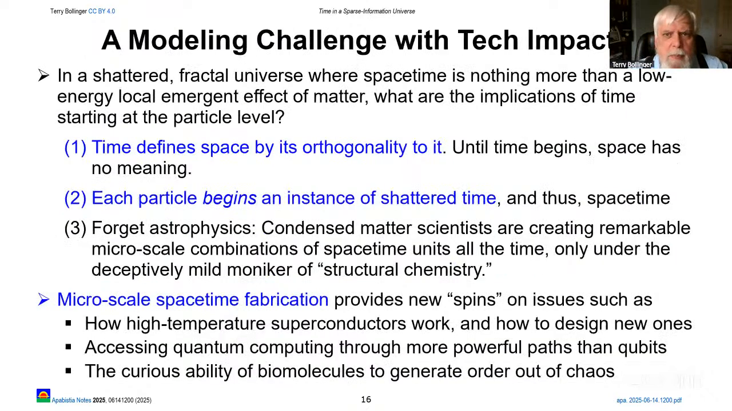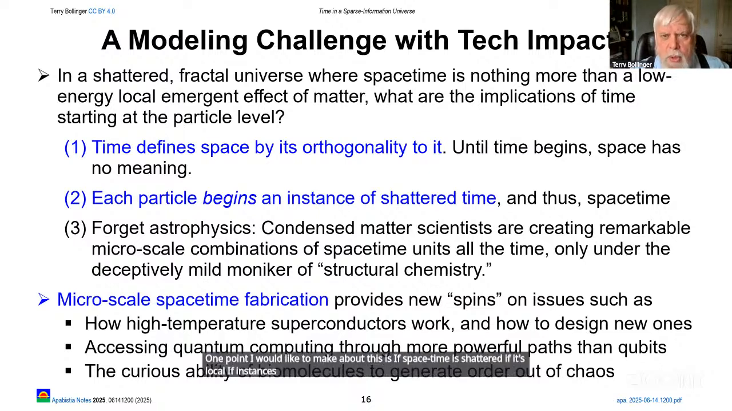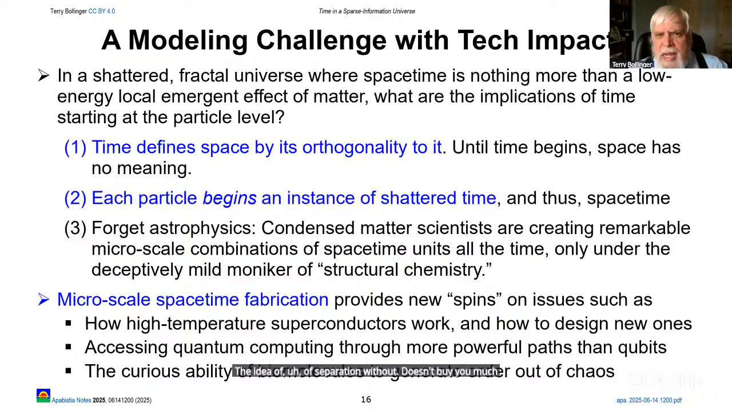One point I would like to make about this is if space-time is shattered, if it's local, if there are instances of space-time. And notice, just because I say space-time does not mean that you don't have change, doesn't mean that you don't have distance. Space-time is a very specific, information-rich version of change and of separation. And that's a key difference, because without that information component where things become sharp, become well-defined, the idea of time and the idea of change, the idea of separation, doesn't buy you much. You still have just essentially a chaotic universe.